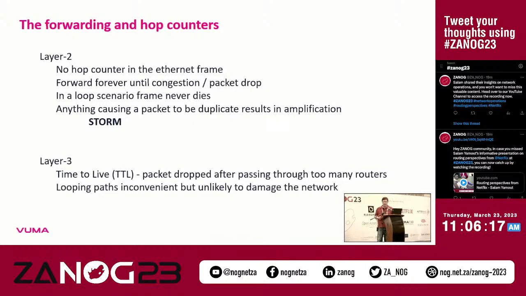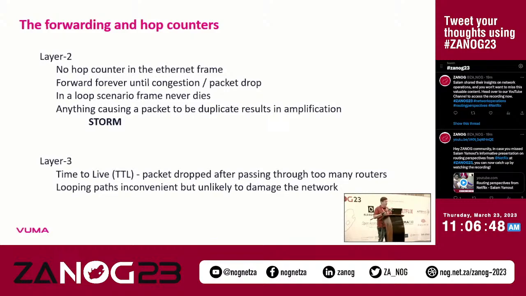By contrast, on layer 3, every single packet has a time to live or a TTL marker on it, and once that packet has passed through a certain number of devices, and I actually don't remember what the limit is, but it's a very big number, I think it's 50 or 100. Does anybody know? 255, is that? It's also different per operating system, I think, or it used to be, but yeah, 255.